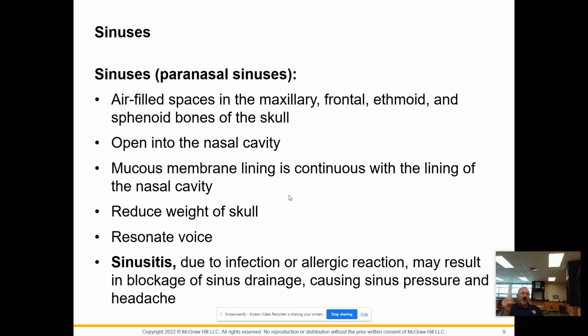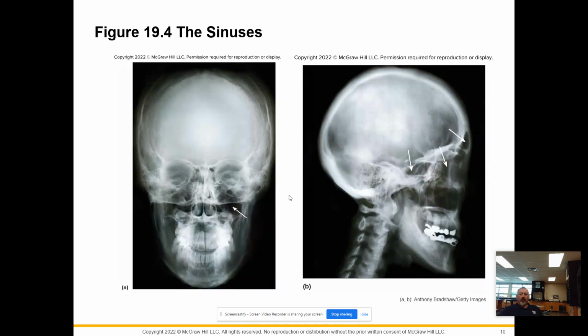Sometimes when there's infection, these areas get clogged, and then you have increased pressure in these areas. This is sinusitis. Oftentimes you see this in response to allergic reaction or blockage of a sinus drainage, causing sinus pressure and eventually a headache. No fun. All right, maxillary sinus, frontal sinus, ethmoid sinus, sphenoidal sinuses. So you can see those different sinuses that are there.